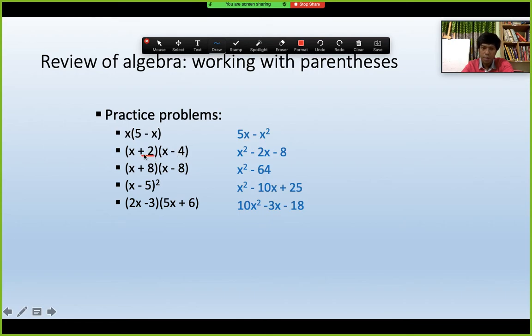This number, this is plus 2. So minus 2 represents one x-intercept. This is minus 4, and plus 4 will be the x-intercept for this question. So minus 2 and plus 4. If it is a plus number, then the minus, and if it is a minus number, then the plus. They will be the x-intercept of this expression here.